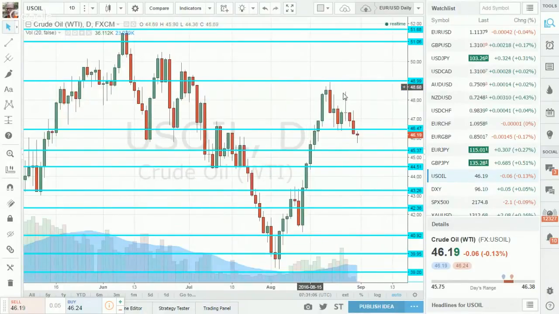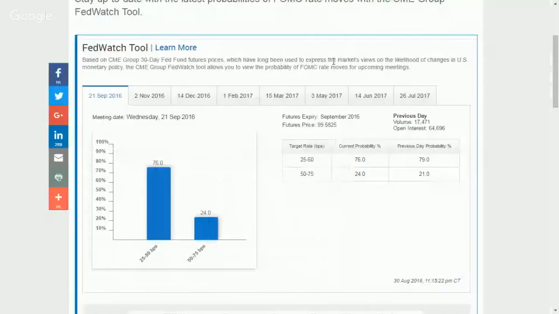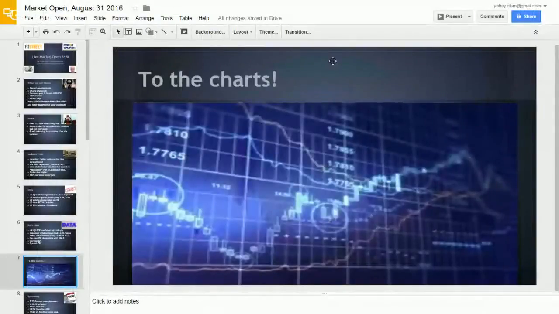Even higher up, I don't think we'll reach these levels soon, but worth mentioning 51.05 and 51.60, the high for this year so far. Okay, so this completes our chart section. This time we took a zoom out and looked at the bigger picture on daily charts. Okay, let's continue with the regular show.